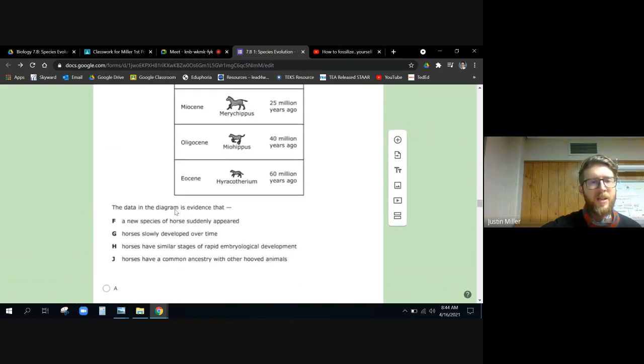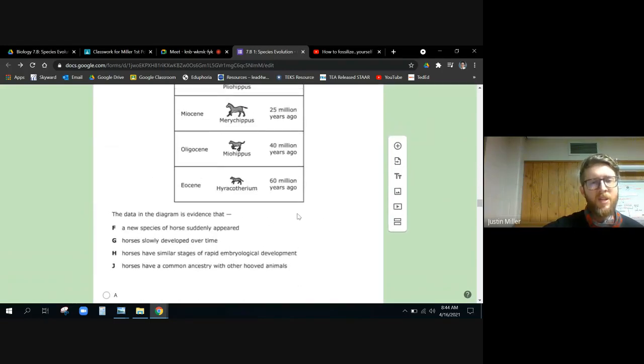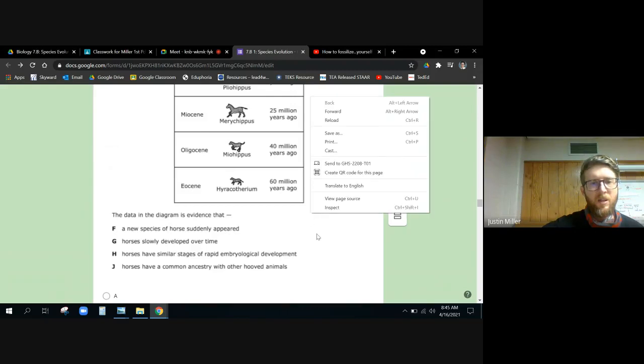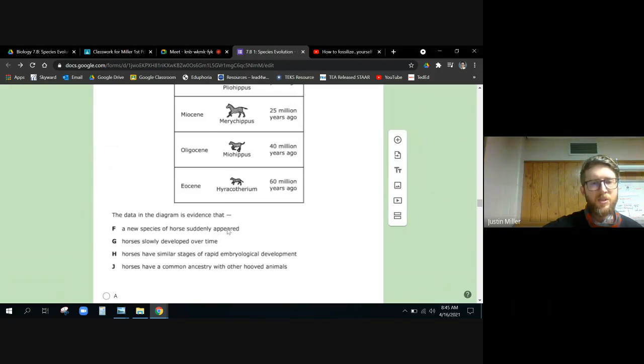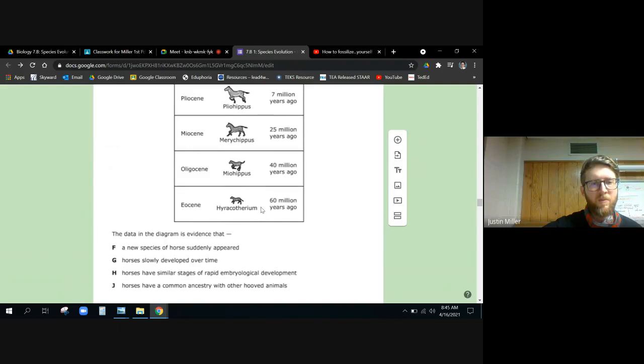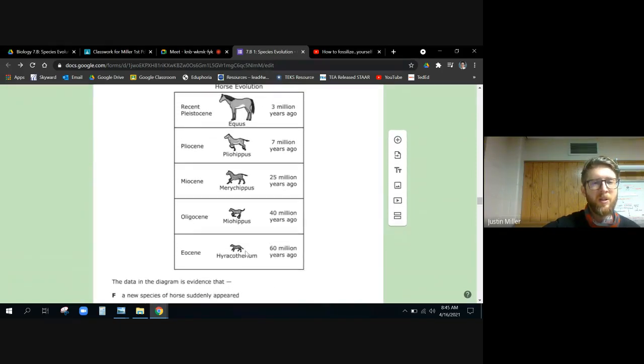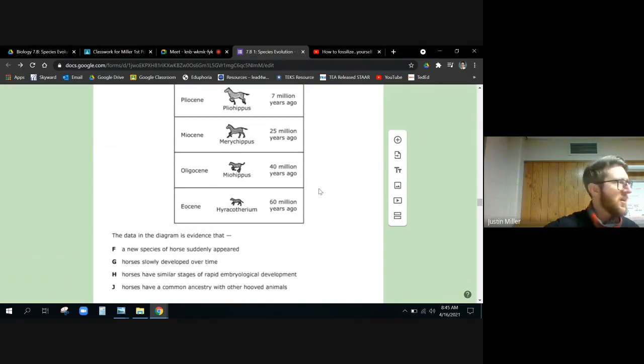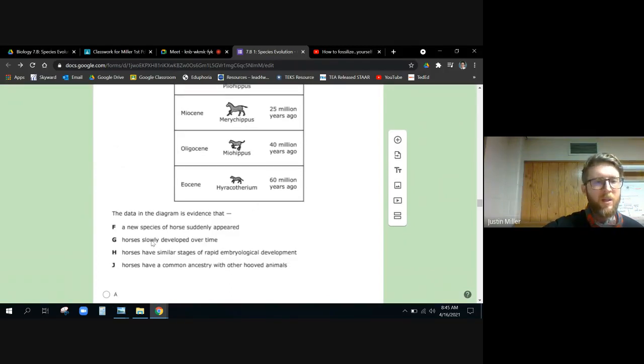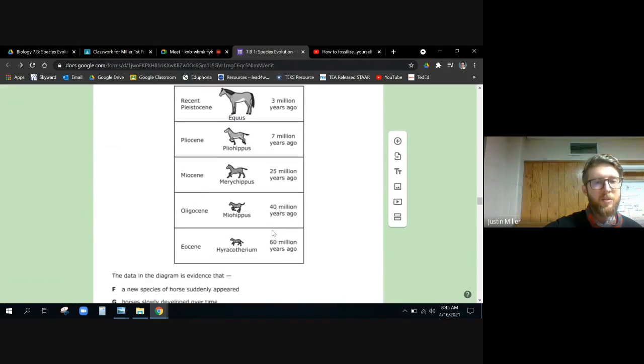So this data in the diagram, what is it evidence of? Did the new species suddenly appear? A new species of horse, did it suddenly appear? No, this is not suddenly. This is over tens of millions of years that we had these small changes add up to become what we know today. So there's nothing sudden about that. Horses slowly developed over time. Well, yeah, I mean, over 60 million years.